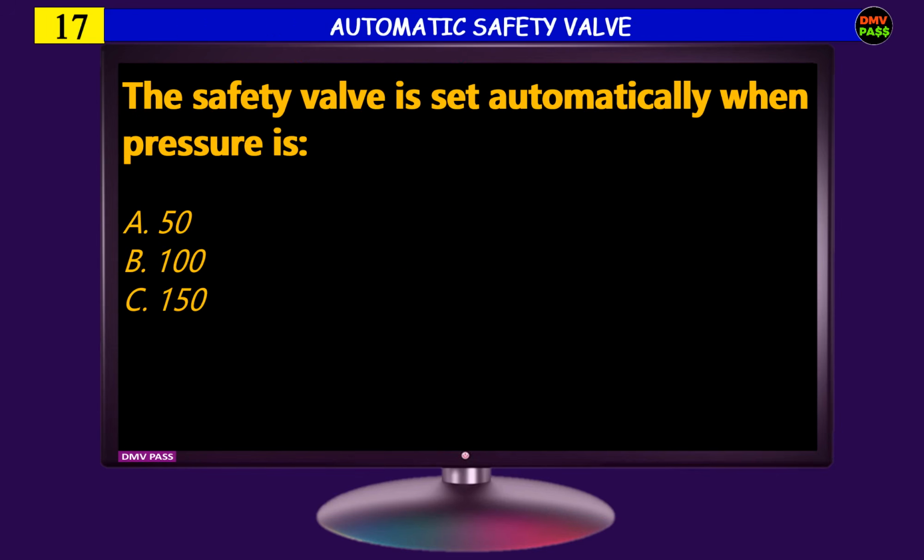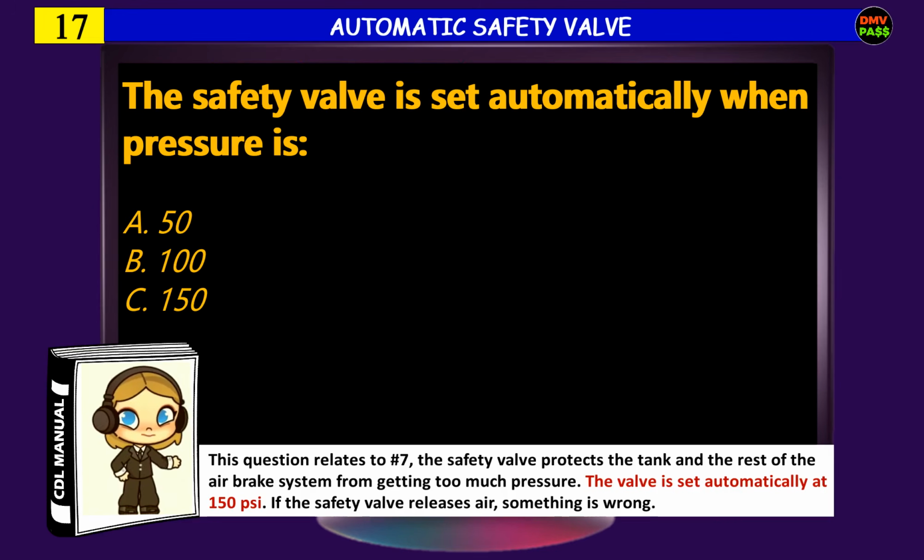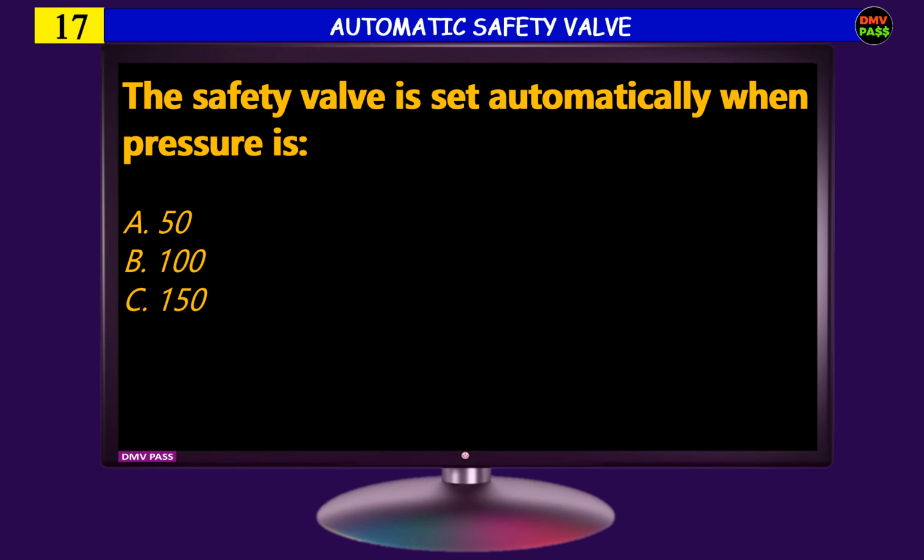Next question. 17. The safety valve is set automatically when pressure is A. 50. B. 100. C. 150. Note: this question relates to number 7. The safety valve protects the tank and the rest of the air brake system from getting too much pressure. The valve is set automatically at 150 psi. If the safety valve releases air, something is wrong. So, the correct answer is C.